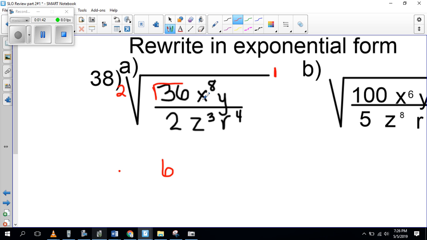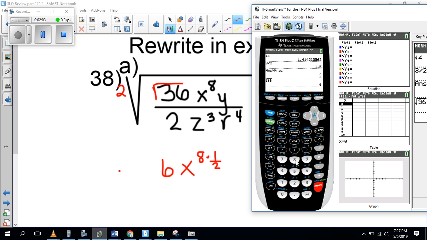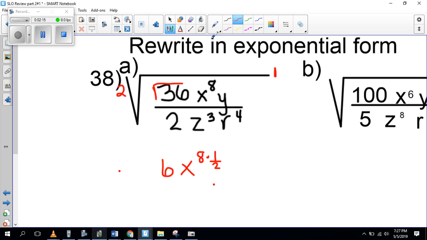Now, we can't really take the square root of x to the 8th. So what we're going to do, I'm going to come over here and do x to the 8th, and I'm going to multiply it times my 1/2. So if we put this in our calculators, so just so you can see it, and I'm not going to put it as an exponent, but 8 times parentheses 1 divided by 2, and we get 4.